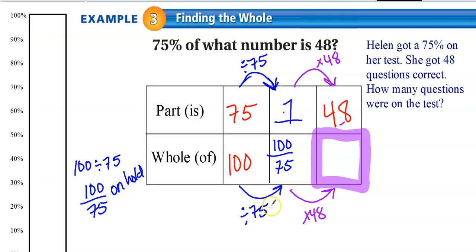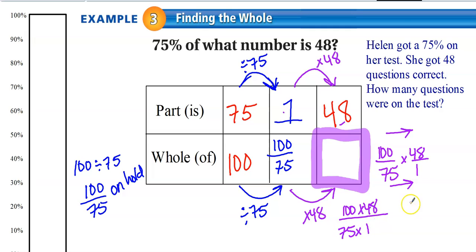So now, when I go to the bottom, I didn't really divide by the 75. I just wrote 100 over 75, but now I'm going to multiply by the 48. Remember, when you multiply fractions, you have to put a 1 underneath the 48 to make it a fraction. And now I just multiply across the numerators and denominators. 100 times 48 is my numerator. 75 times 1 is my denominator. I get 4,800 divided by 75. Now when I put that into my calculator, it is a nice whole number, and it's 64.